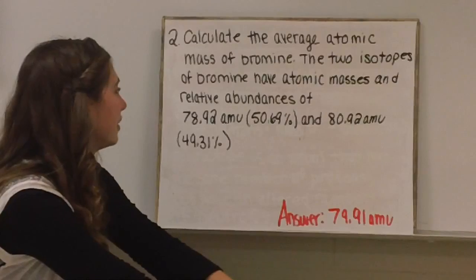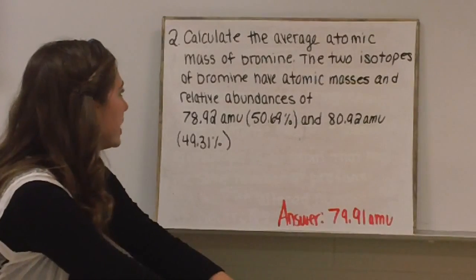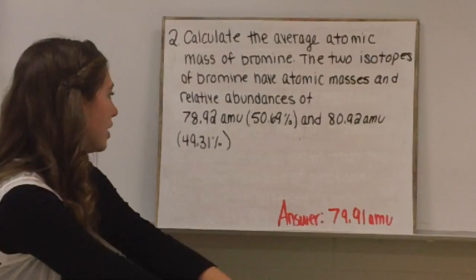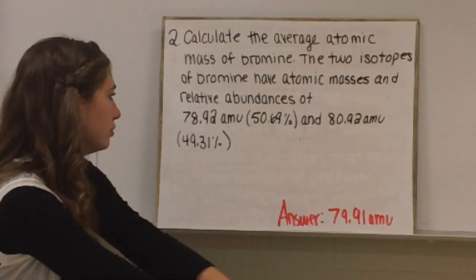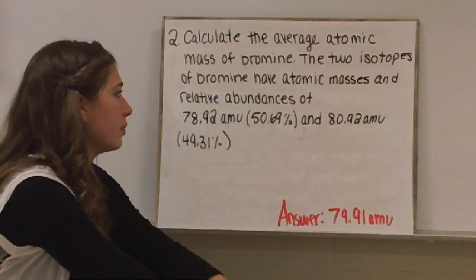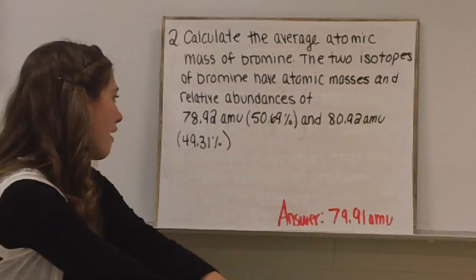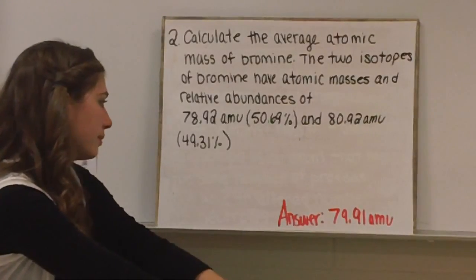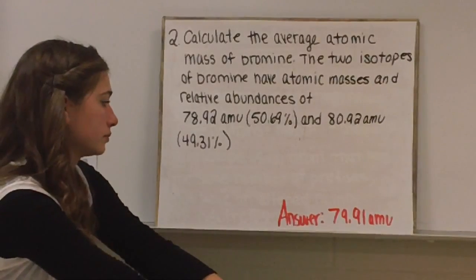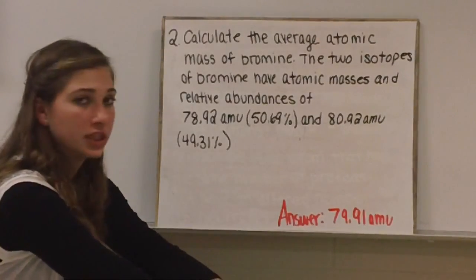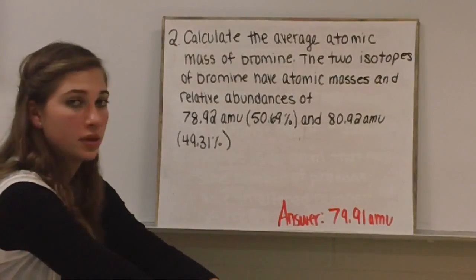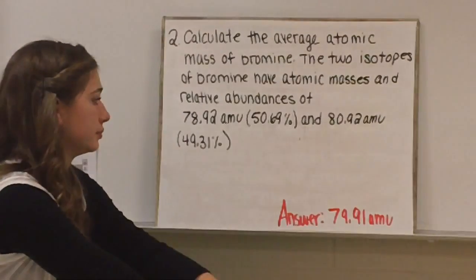Calculate the average atomic mass of bromine. The two isotopes of bromine have atomic masses and relative abundances of 78.92 AMU, occurring at 50.69%, and 80.92 AMU, occurring at 49.31%. The answer that I got here was 79.91 AMU. Make sure you get the same answer.